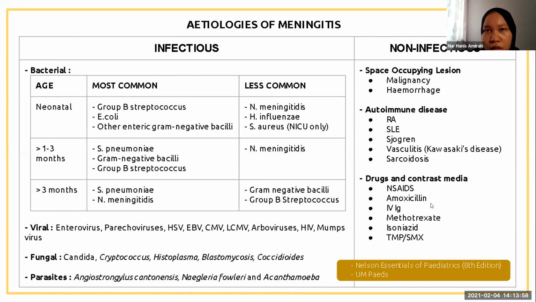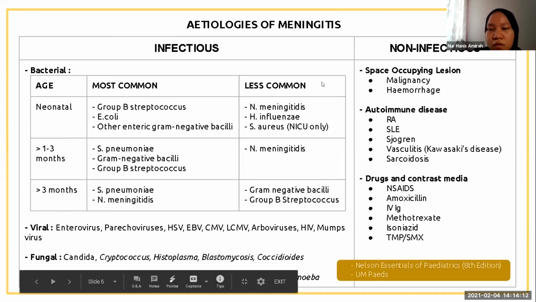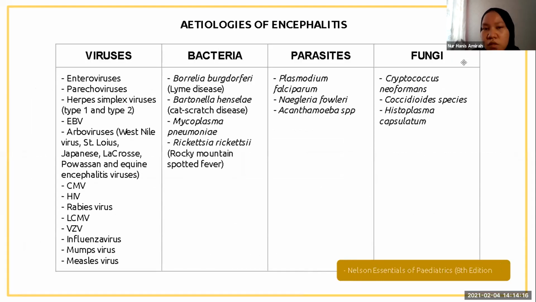For drugs, it is believed that there are two mechanisms that can cause the meningitis. The first one is due to the hypersensitivity reaction caused by the drugs, and also the direct effect of the drug. Next is the etiologies of the encephalitis. I want to highlight the herpes simplex virus, which is the most serious treatable etiology of the encephalitis.